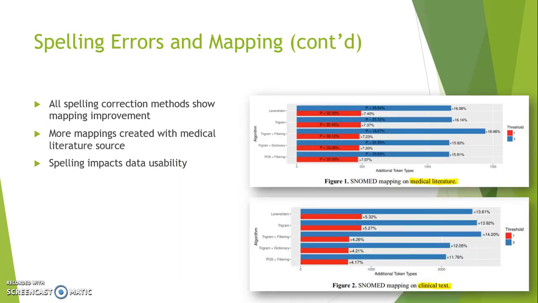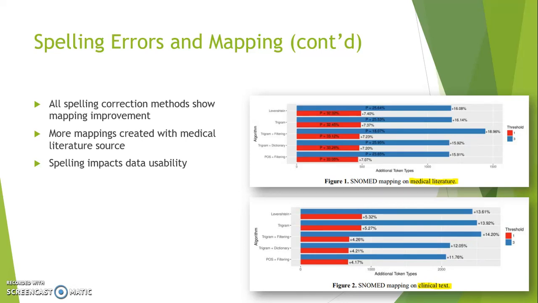The graphs to the right show the results the investigators found. The top graph shows results when using the medical literature source, and the bottom graph shows results when using the clinical text source. The horizontal axes are the amount of misspellings, and the vertical axes are the types of algorithms performed. The red and blue coloring represent separate evaluations carried out by the investigators.